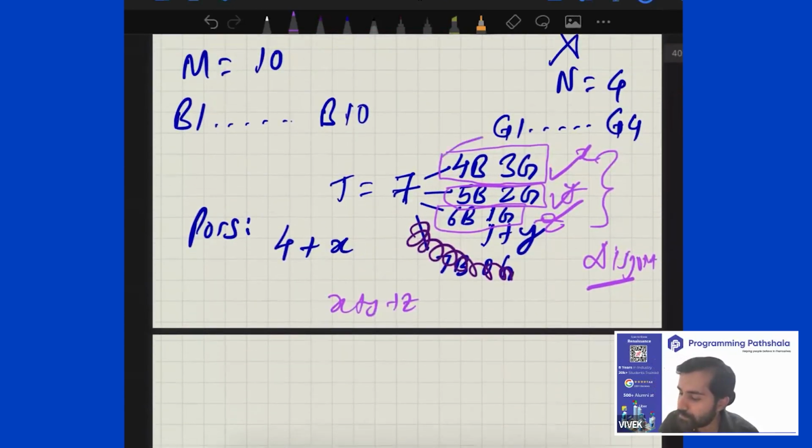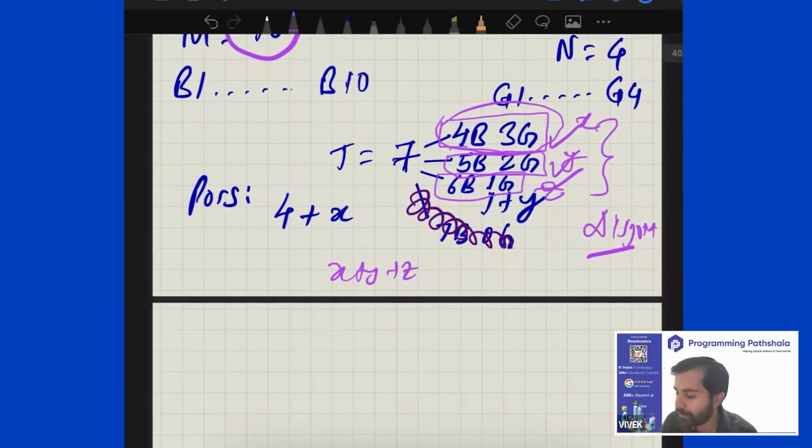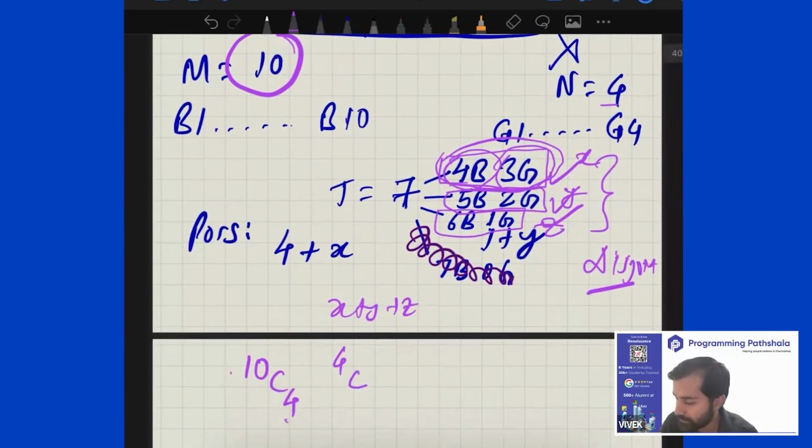Now, can you tell me the count of this combination? You want to pick 4 boys out of how many boys? 10 boys. How many different ways are there to do that? 10C4. So 10C4 is the number of ways to pick 4 boys out of 10 boys. And how many ways will be there for this? 3 girls. If you want to pick 3 girls out of 4 girls, then how many ways are there? 4C3. So to pick 4 boys, there are these many choices. To pick 3 girls, there are these many choices.